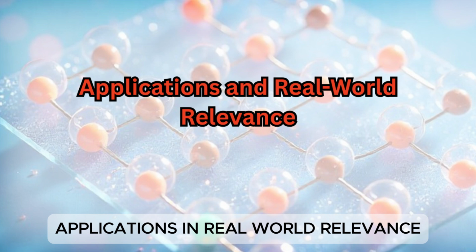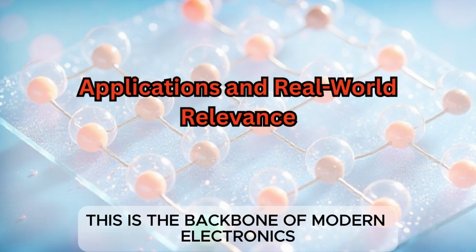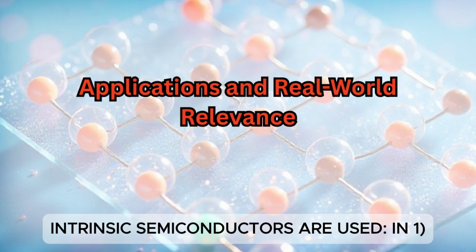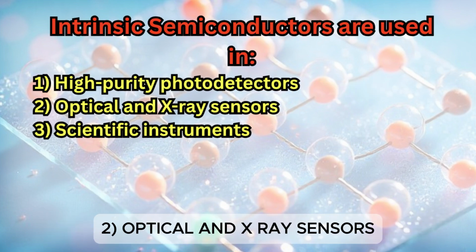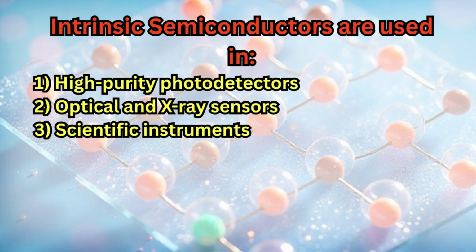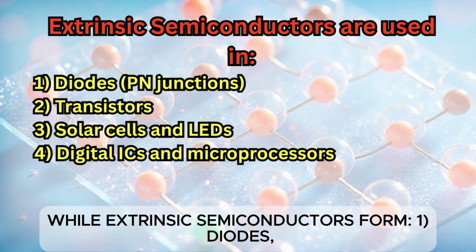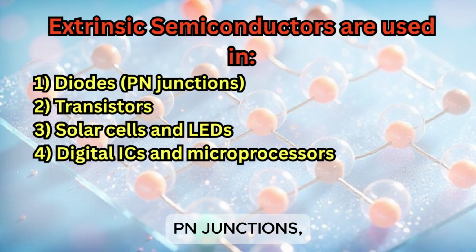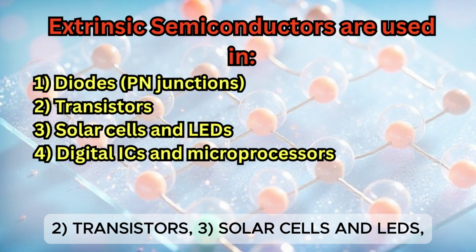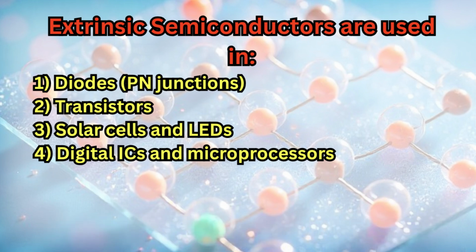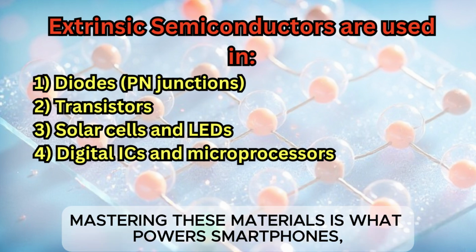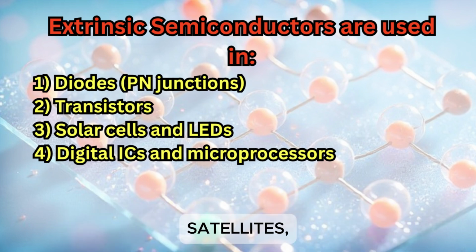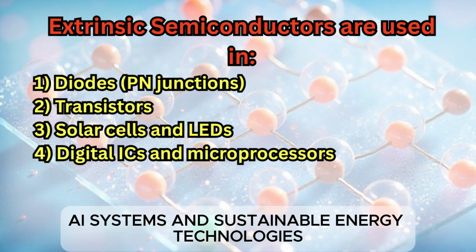Applications and real-world relevance. This isn't abstract. This is the backbone of modern electronics. Intrinsic semiconductors are used in 1. High-purity photodetectors. 2. Optical and X-ray sensors. 3. Scientific instruments. While extrinsic semiconductors form 1. Diodes, p-n junctions. 2. Transistors. 3. Solar cells and LEDs. 4. Digital ICs and microprocessors. Mastering these materials is what powers smartphones, satellites, AI systems, and sustainable energy technologies.